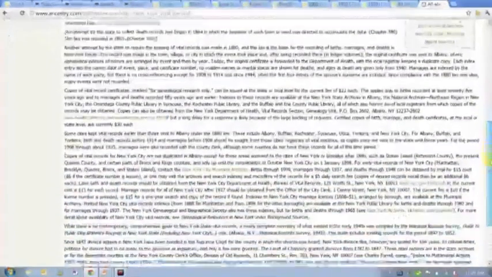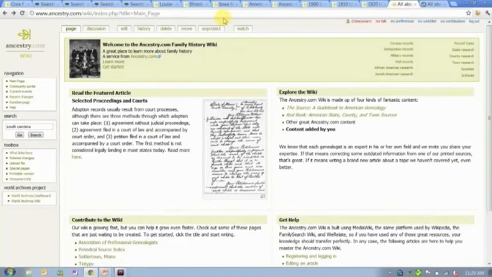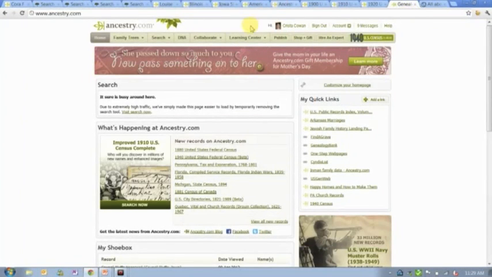So again, let me just run through this one more time so that we're all on the same page. This is the Ancestry.com wiki. The way that you find it is on Ancestry.com. When you're on the homepage, if you just hover over the Learning Center, don't click, just hover, and then scroll all the way down to the bottom and click on Family History Wiki, and that will take you to this page, which then is going to take a little while to load.